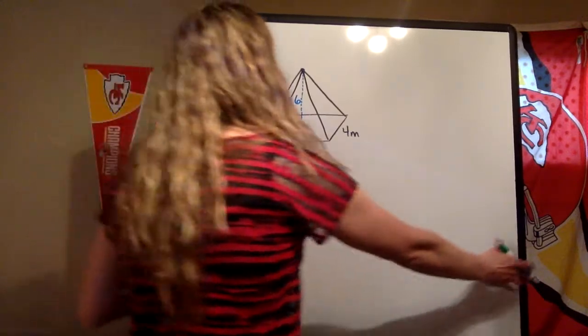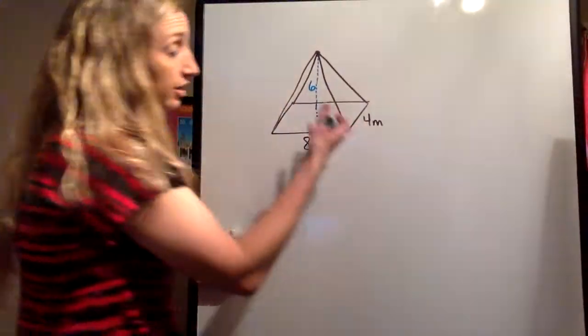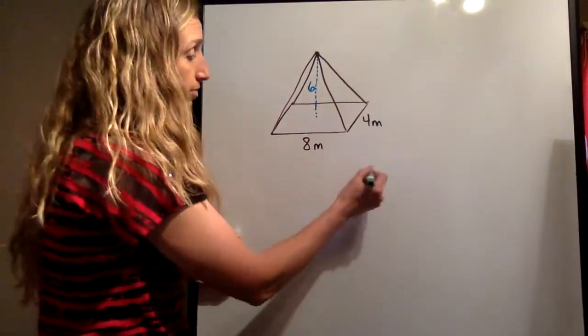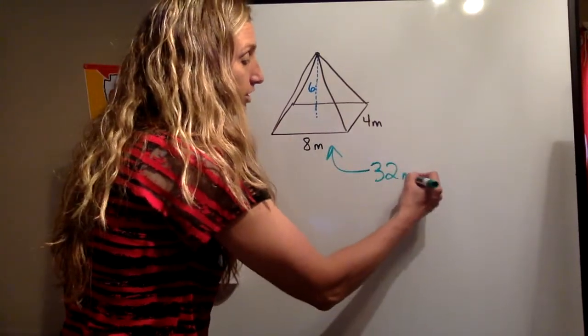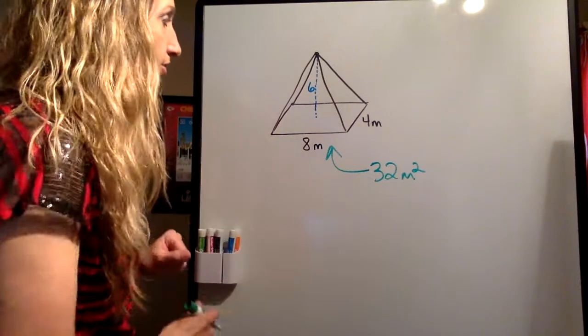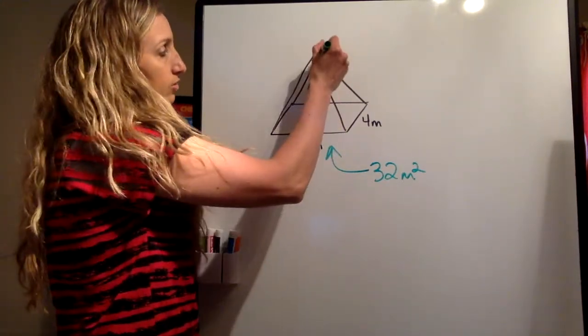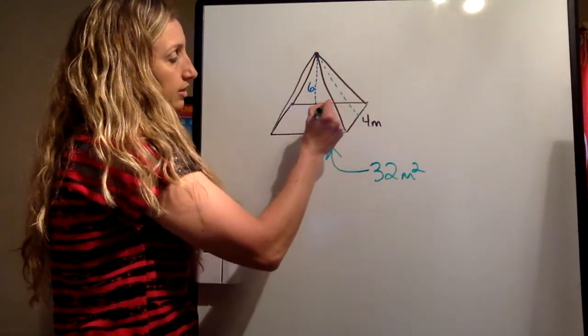All right, so let's do the area of the bottom. That's the easy one. So the area of the bottom is just a rectangle, 8 by 4. That's 32 meters squared. All right, we can handle that one, okay? Let's look at this one over here. I think that's the easier one to see.